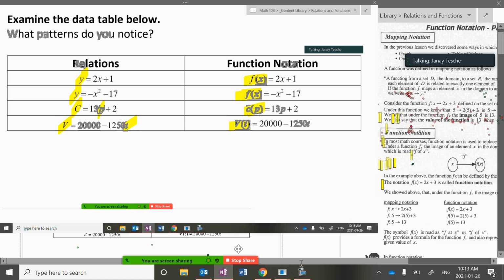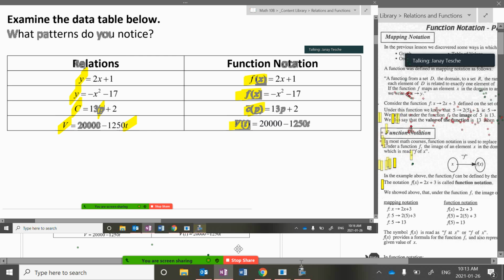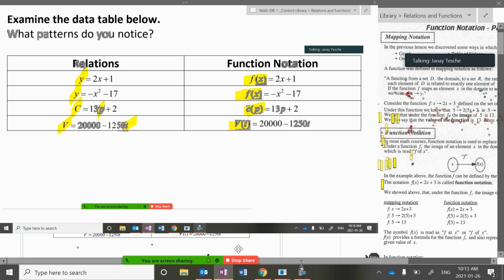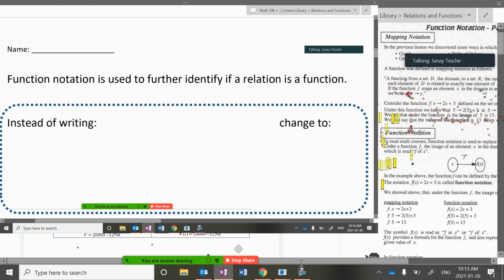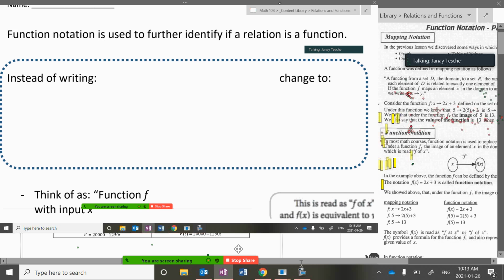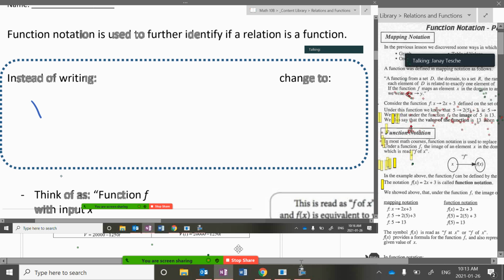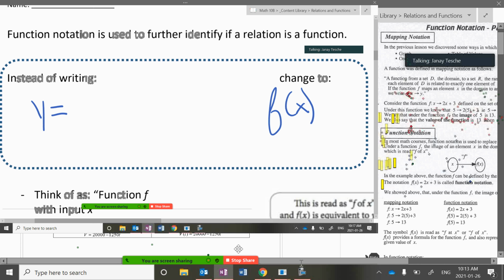The point of function notation is that it tells us, oh look, it's a function. I think your workbook really overcomplicates this. So if you turn the page, instead of writing Y equals, all you do is write f bracket x. That is the only difference.